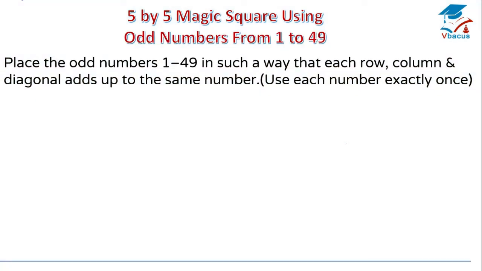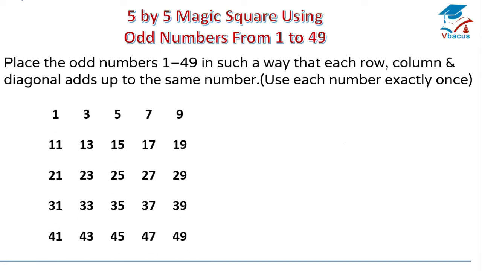Now we will make a magic square using 5 by 5 odd numbers from 1 to 49. Place the odd numbers 1 to 49 in such a way that each row, column and diagonals adds up to the same number. Use each number exactly once. I have written in one row 1 to 9, then 11 to 19 in second row, 21 to 29 in third row, 31 to 39 in fourth row, 41 to 49 in fifth row.